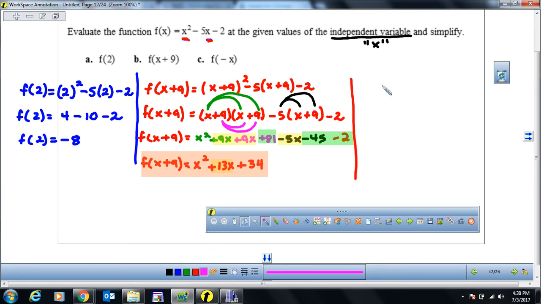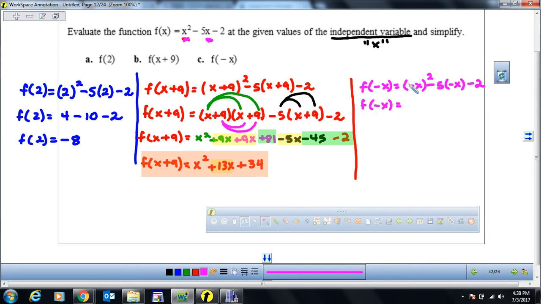Last but not least, now we need to find letter C, f of negative x. What does it mean by f of negative x? It means that we want to find the value of y when x is replaced with a negative x. So we're going to go to the equation right here, and we're going to replace both of these x's with a negative x. So instead of x squared, it's going to be a negative x squared. Instead of minus 5 times x, it's going to be minus 5 times negative x, and then the minus 2. Then we're going to simplify this.